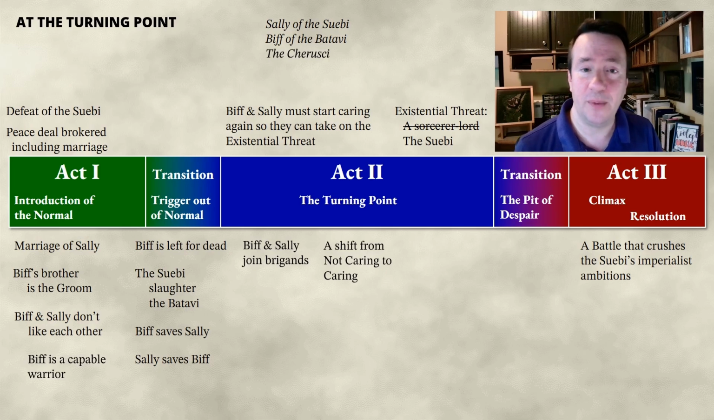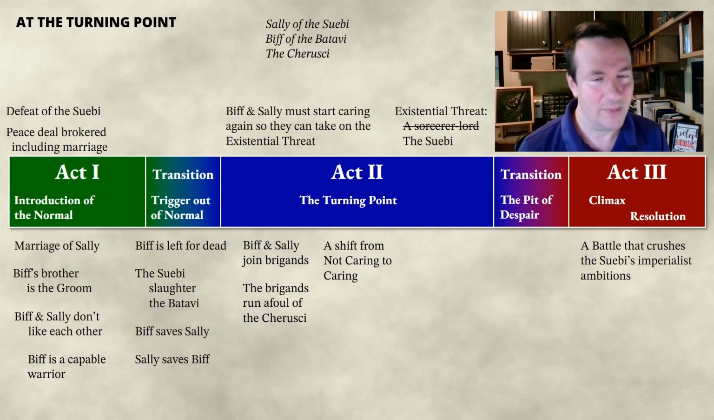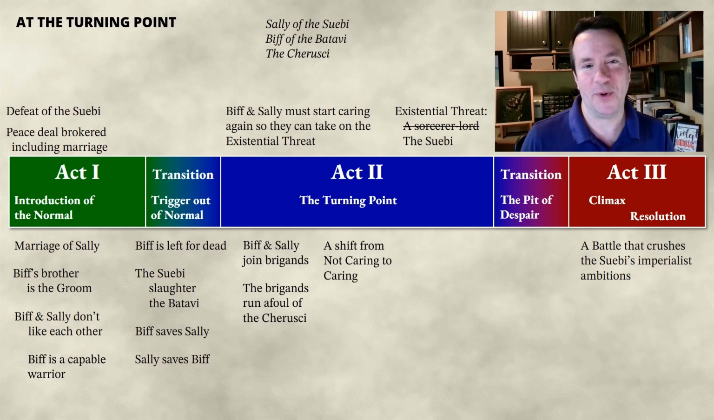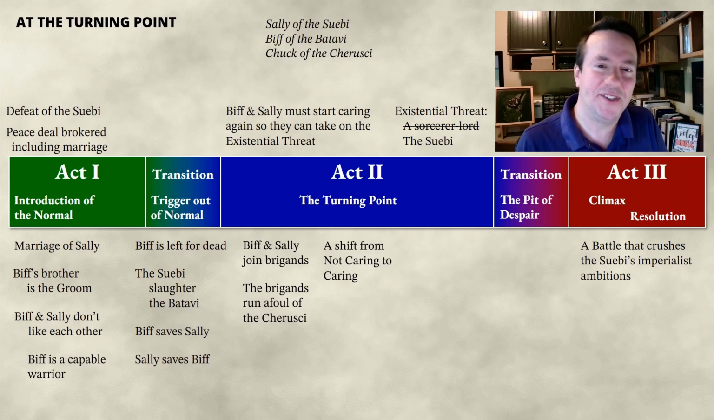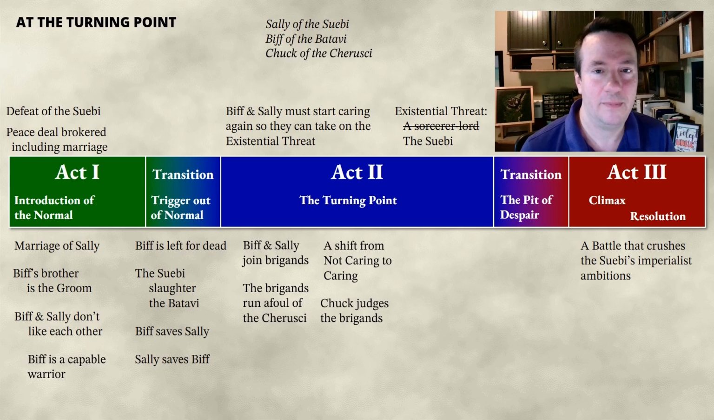So building on this turning point idea, let's say that Biff and Sally's brigands run afoul of these Cheruski. Many of them are slaughtered, and the remainder, including Biff and Sally, are taken captive and brought before the Cheruski chieftain. For simplicity, we'll give him a placeholder name of Chuck. Chuck of the Cheruski. Now, it probably would make sense for a chieftain like Chuck to judge these brigands to be evil men worthy only of death. He'd probably admire their fighting prowess, but ultimately would observe that clanless men can't be trusted, and as such they have no value.